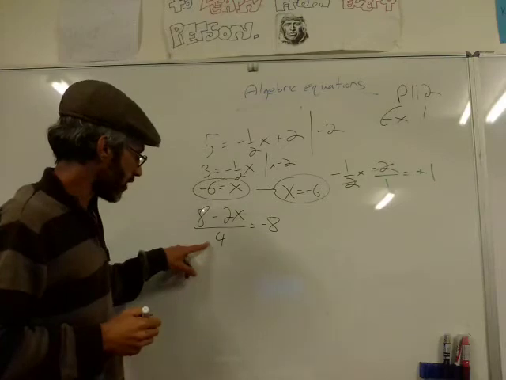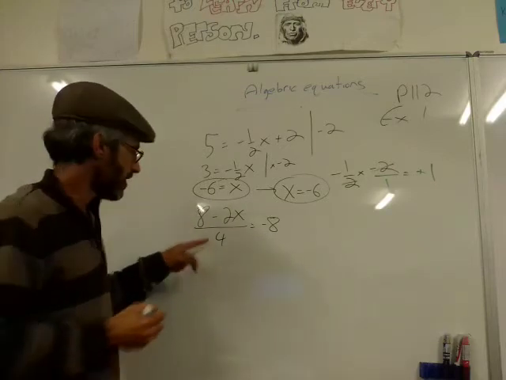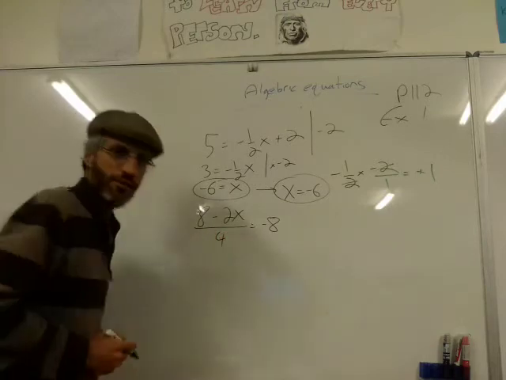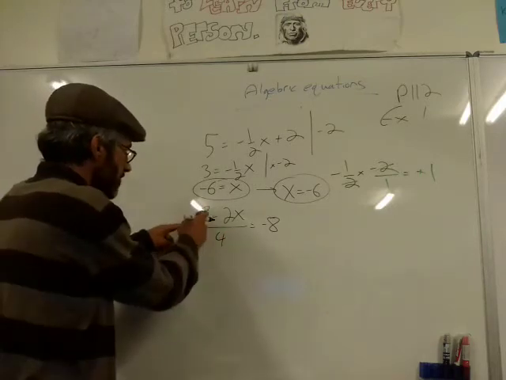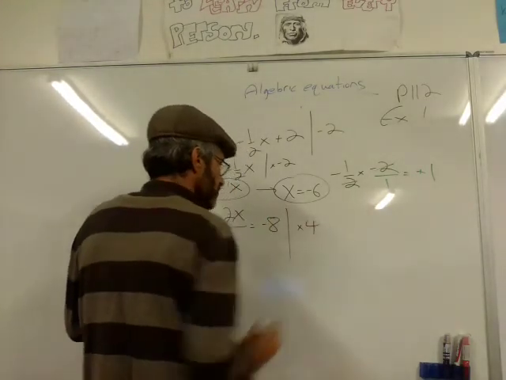Okay, so now I've got 4 here. 8 minus 2x divided by 4 equal minus 8. I think you agree with me that you want to get rid of that 4 first. I can't get rid of that 8 because it's divided by 4. So I'm going to multiply by 4.